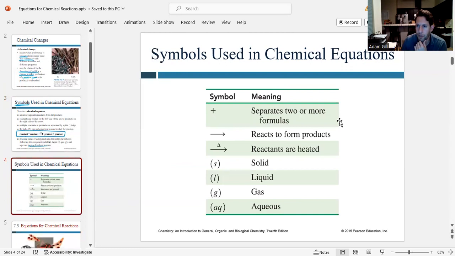So here's a table summarizing everything we just talked about. These are the symbols we use, and these are the meanings. The plus sign separates two or more compounds. Arrow separates reactants from products. Arrow with a delta means there's heat. (s) for solid, (l) for liquid, (g) for gas, and (aq) for aqueous, which means dissolved in water.